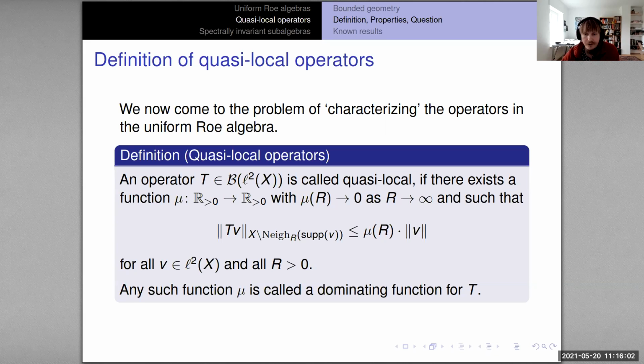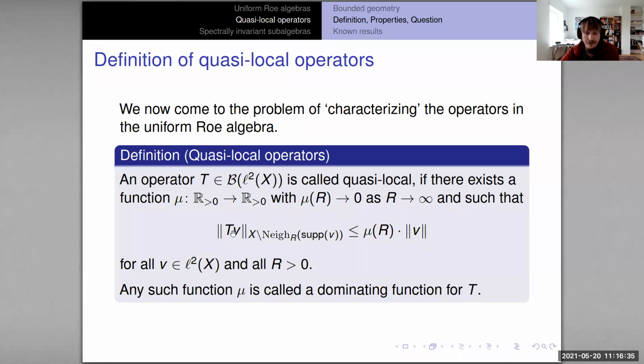And then we want that this estimate here holds, namely, we have a vector v, and we fix a number r, and then we apply our operator T to the vector v, and then we compute its norm, but not the full norm of it: we leave out all the points in the neighborhood of the support of v. So note that we are working in small L2 of X.